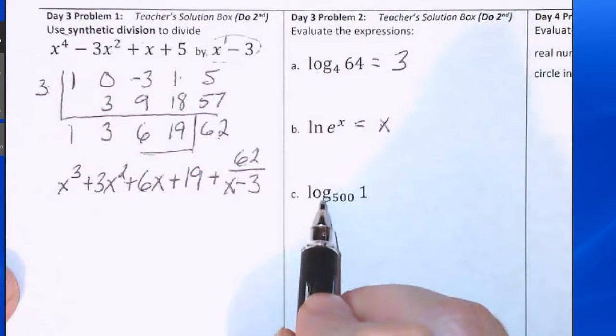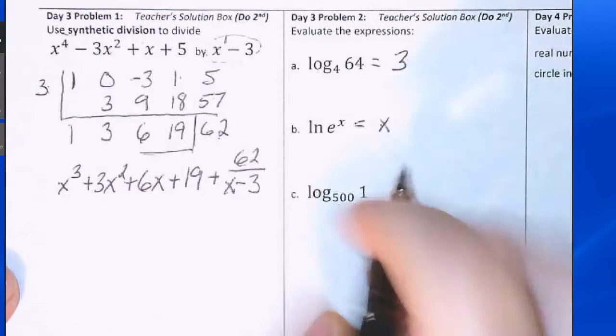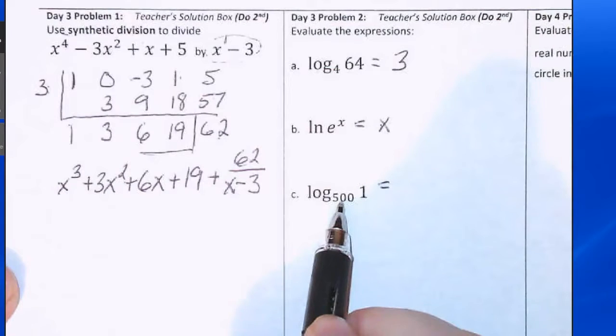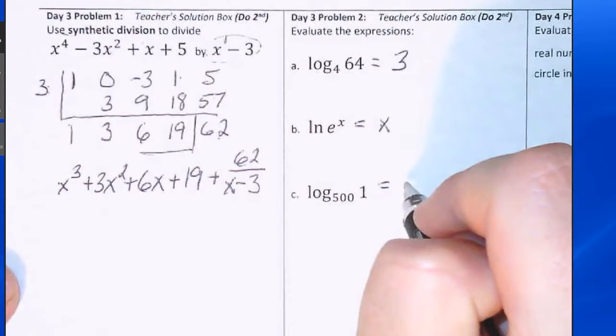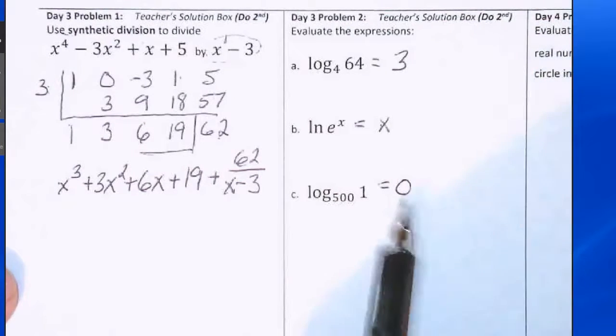And the last one, log base 500 of 1. 500 to what power makes 1? 500 to the 0 power is 1, and so that answer is 0.